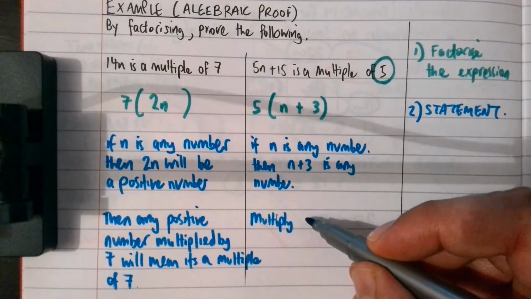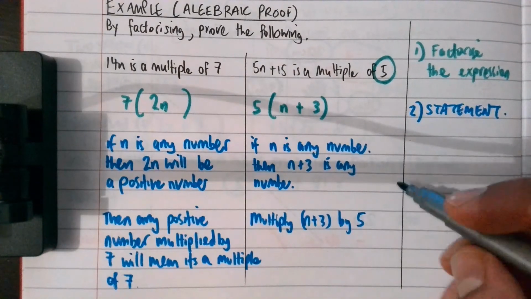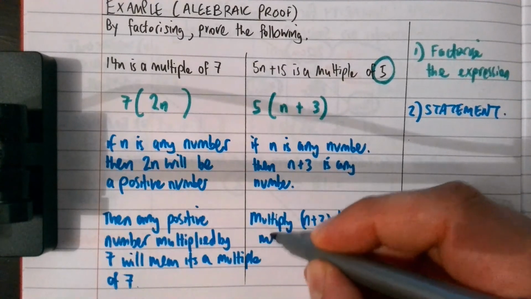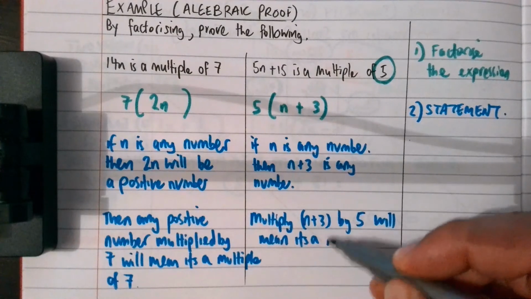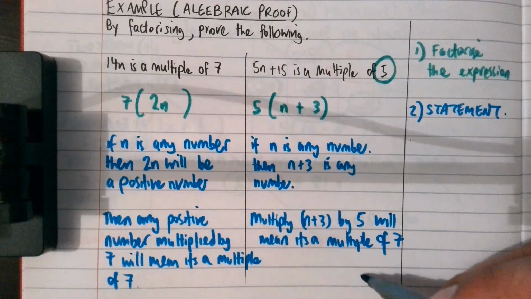So if n is any number, then n plus 3 is any number. Then multiplying n plus 3 by 5 will mean that it's a multiple of 5, okay? For any integer n. And integers are whole numbers.